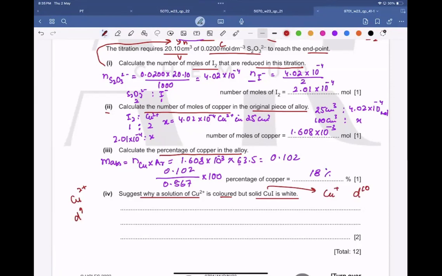Maham, the thing is that when it's a d10, the d orbitals are split, but there is no space for the electron to jump from the lower to the higher level because all the orbitals are completely filled. So no electron can gain energy or absorb visible light, so that's why there will be no color. It is transmitting the whole light, not absorbing any energy.